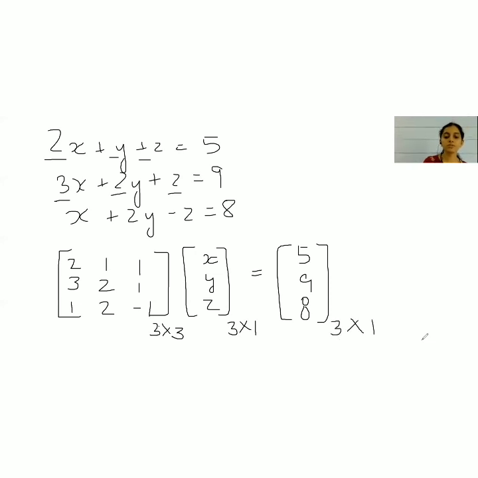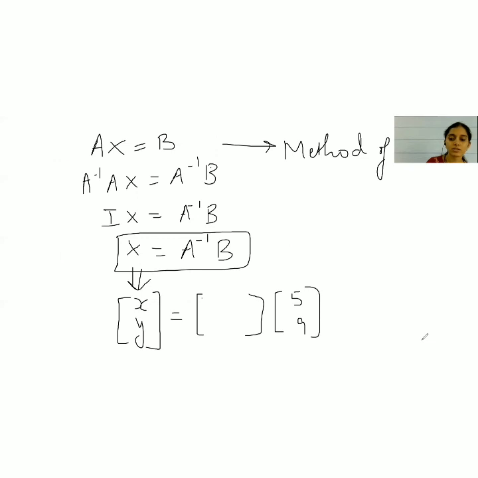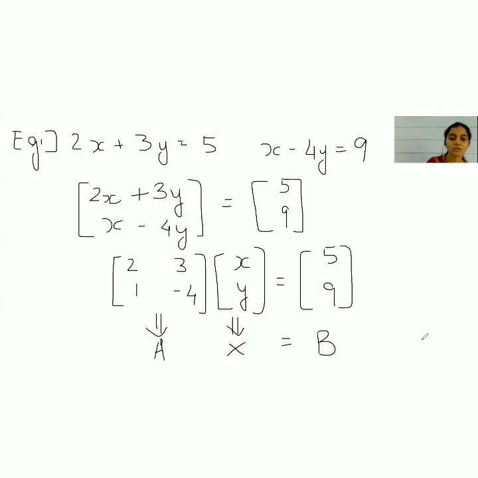By multiplication rule, what should the answer matrix be? What should the order be? It should be the rows of the first matrix and columns of the second matrix, so which is 3 by 1. So it does follow the rules of multiplication also. Similarly, you can check this over here in this matrix. This is a 2 by 2 matrix. This is a 2 by 1 matrix, and this is also a 2 by 1 matrix.